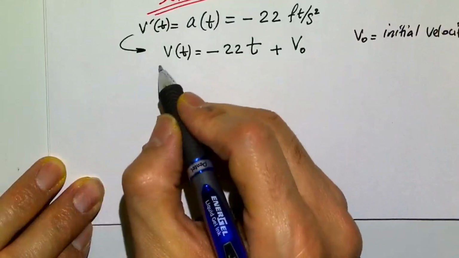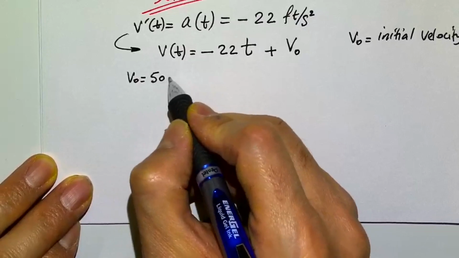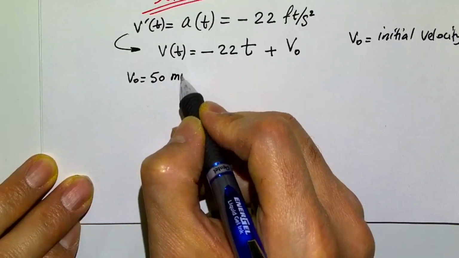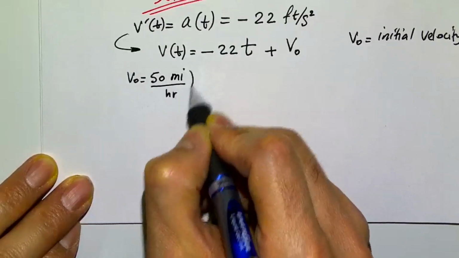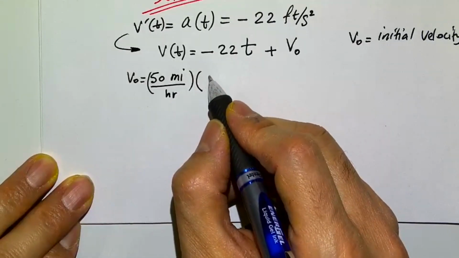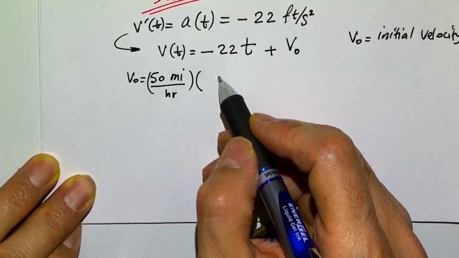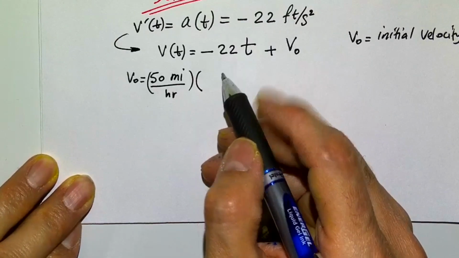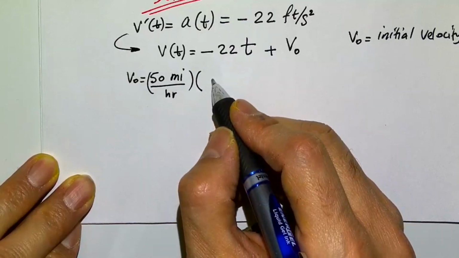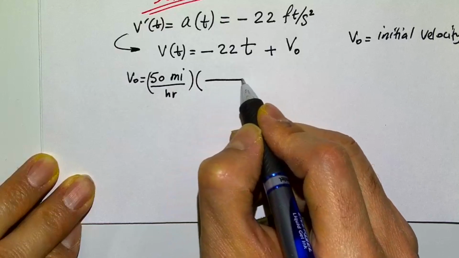So the initial velocity is equal to 50 miles per hour times, we have 5,280 feet per mile. So let's do that. Per 1 mile, we have 5,280 feet.